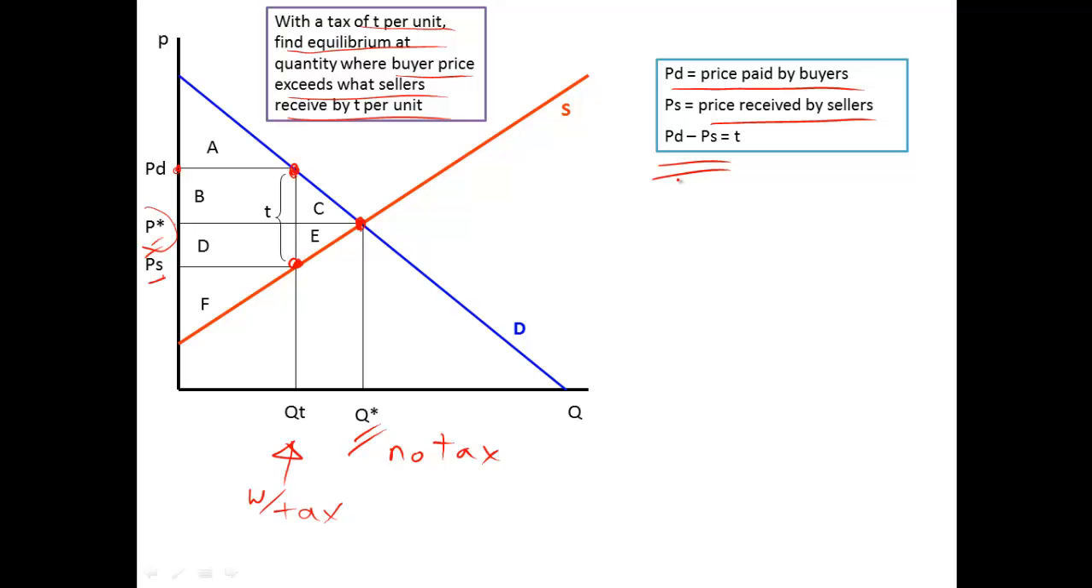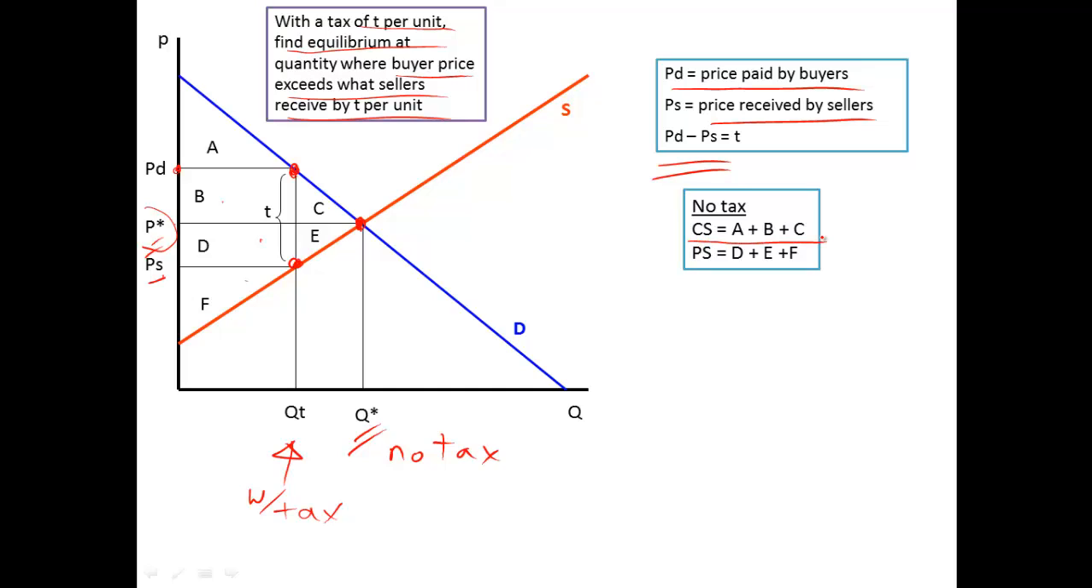And we can also label these regions. I've added an A and a B and a C and a D and an E and an F. We've labeled all these regions, and we can think about the well-being of consumers and producers in this market. So let's first think about the well-being of those parties when there's no tax. When there's no tax, consumer surplus is A plus B plus C.